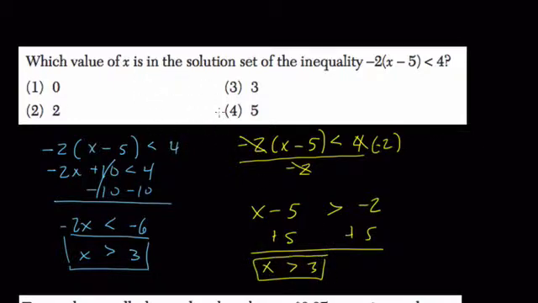So they want us to pick an x value that fits. They usually give 3 as kind of like the trick choice. Don't pick that. It's got to be greater than 3. So here the choice is choice 4, which is 5.